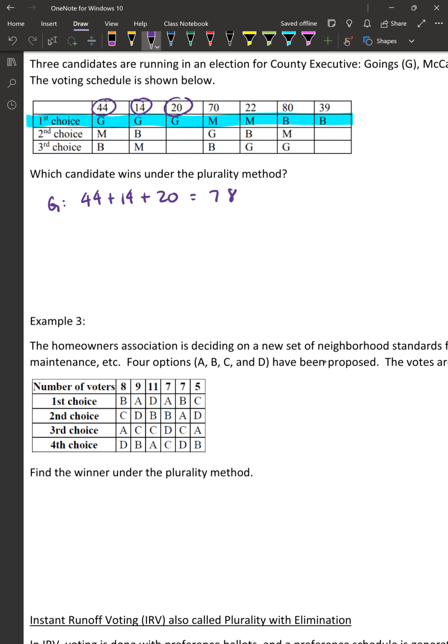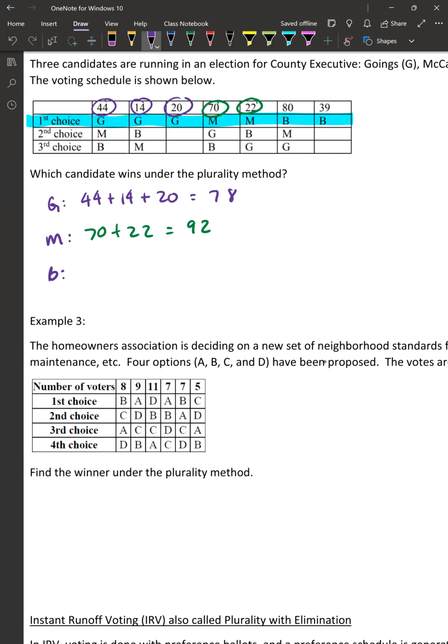All right. Now what about McCarthy? That's M, McCarthy. So we can see that McCarthy had 70 ballots where they were first place and another 22. So that's 70 plus 22. Ooh, that's more than Goings. So that I can do in my head. That's 92. All right. And then the other one is Bunny.